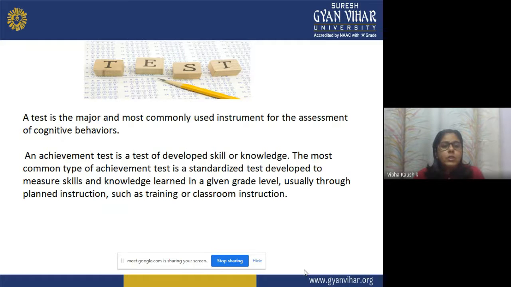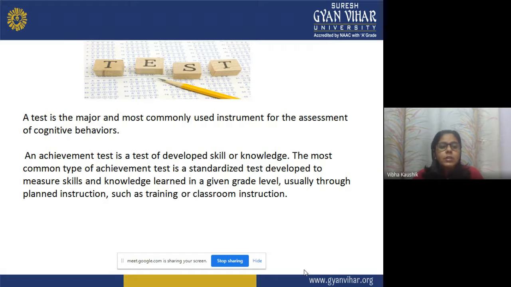Now, test. A test is the major and most commonly used instrument for the assessment of cognitive behavior. Now, what they are saying is that a test is the most commonly used instrument for the assessment of cognitive behavior. Means many instruments are there to judge or assess the cognitive behavior of a learner, but the most commonly used instrument is a test. Now, what are the assessment instruments? It can be through observation, it can be through interview, but the most commonly used instrument is a test.